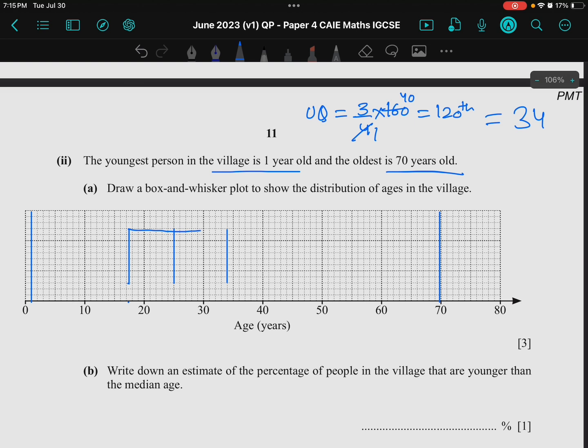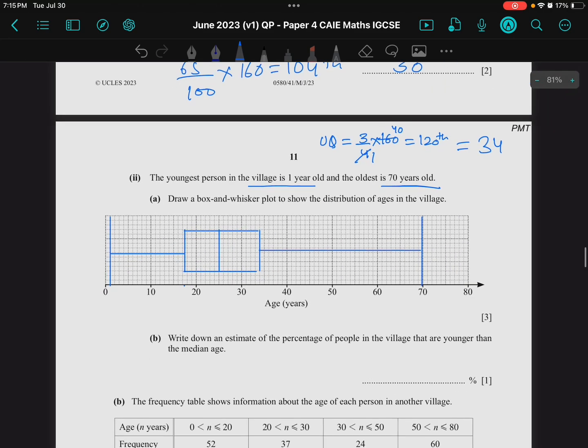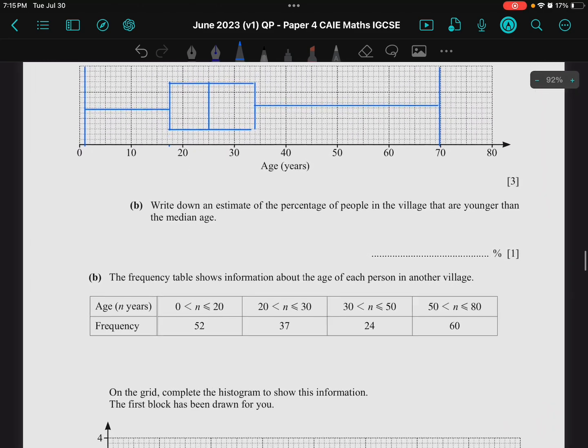Now join these lines. Join these lines to this point. So this is my box and whisker plot to show the distribution of ages in the village.